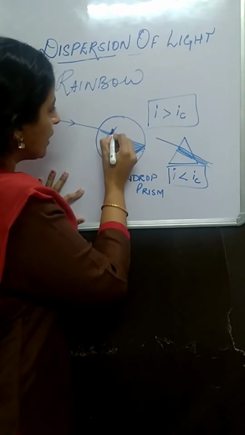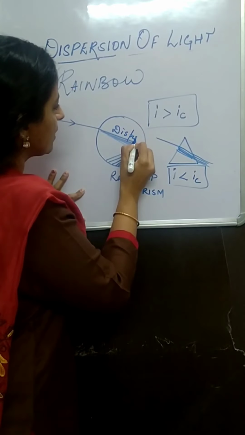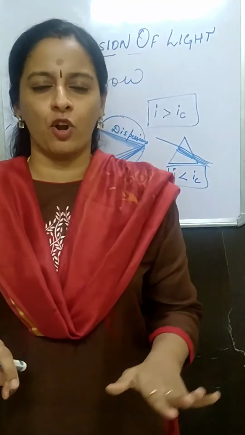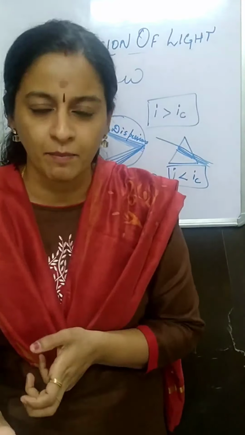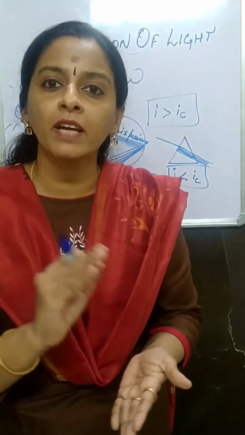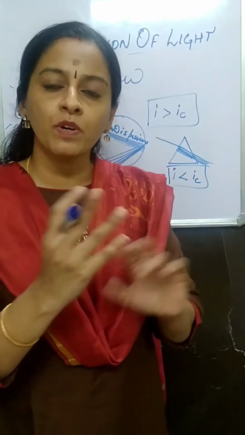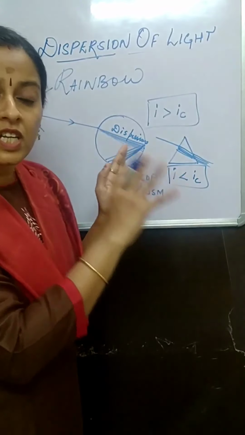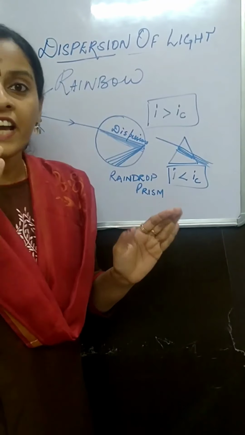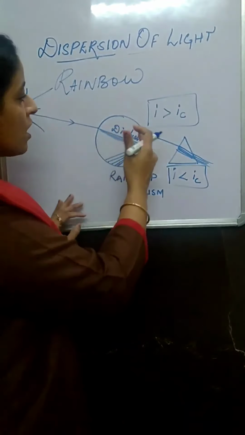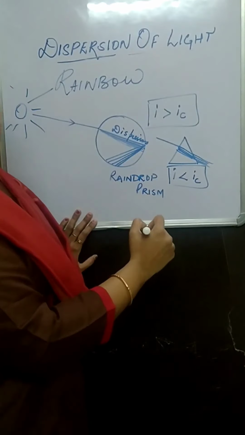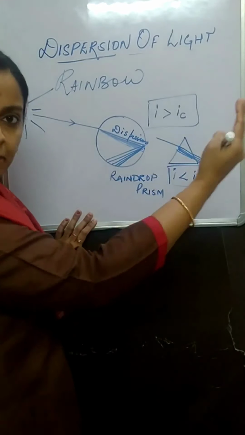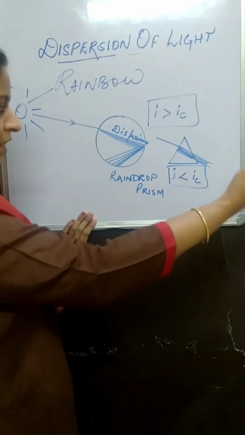Understanding what is happening here? Dispersion takes place when sunlight enters the raindrop and the raindrop behaves like a prism. When the raindrop behaves like a prism, the white light gets dispersed into 7 colors. Now at a particular angle of incidence, when it is more than the critical angle, instead of refraction taking place, what will happen? Total internal reflection. So instead of the rays going out, they will be reflected back. All the 7 colors will be reflected back.